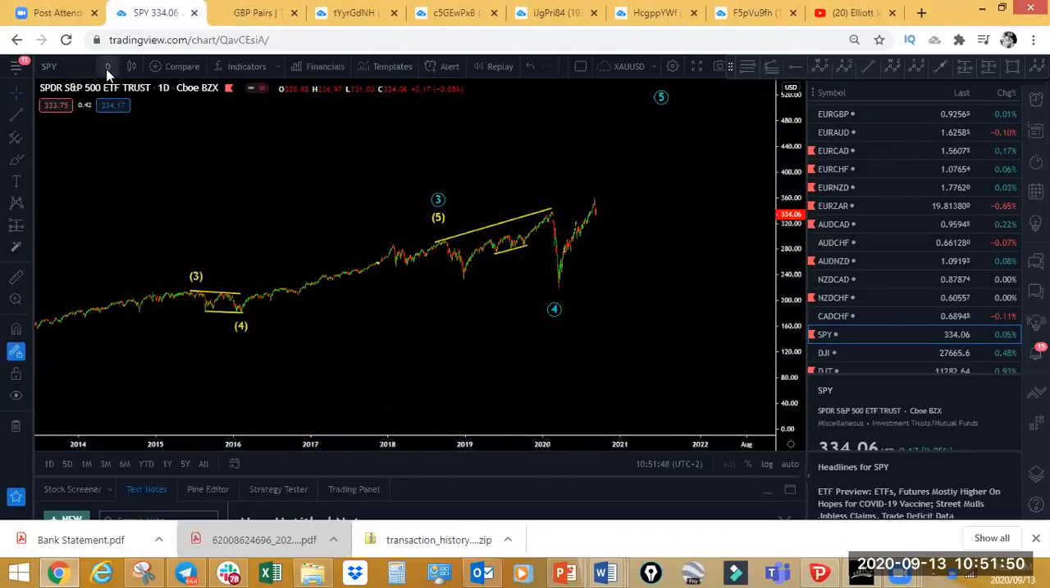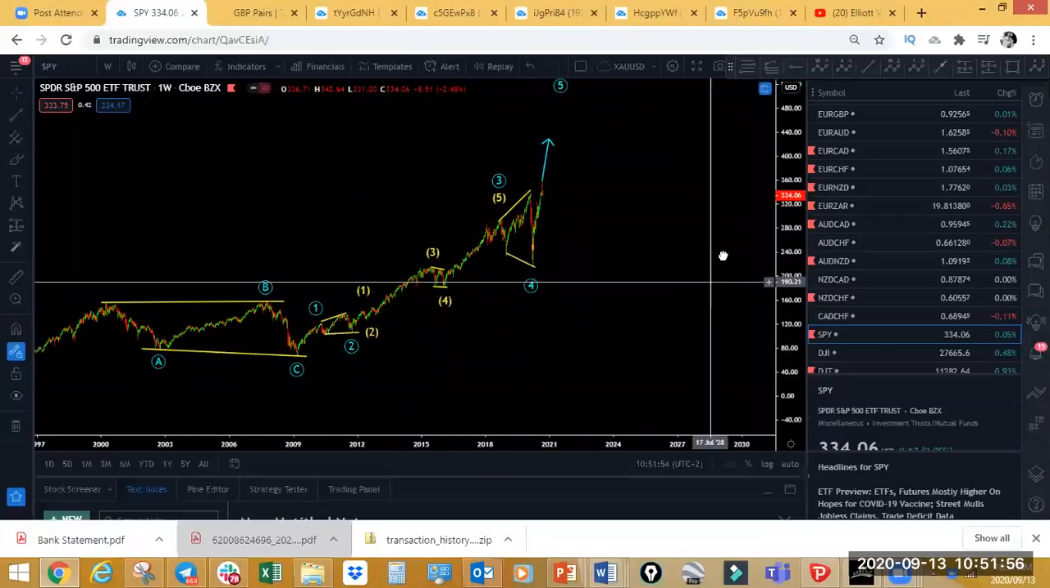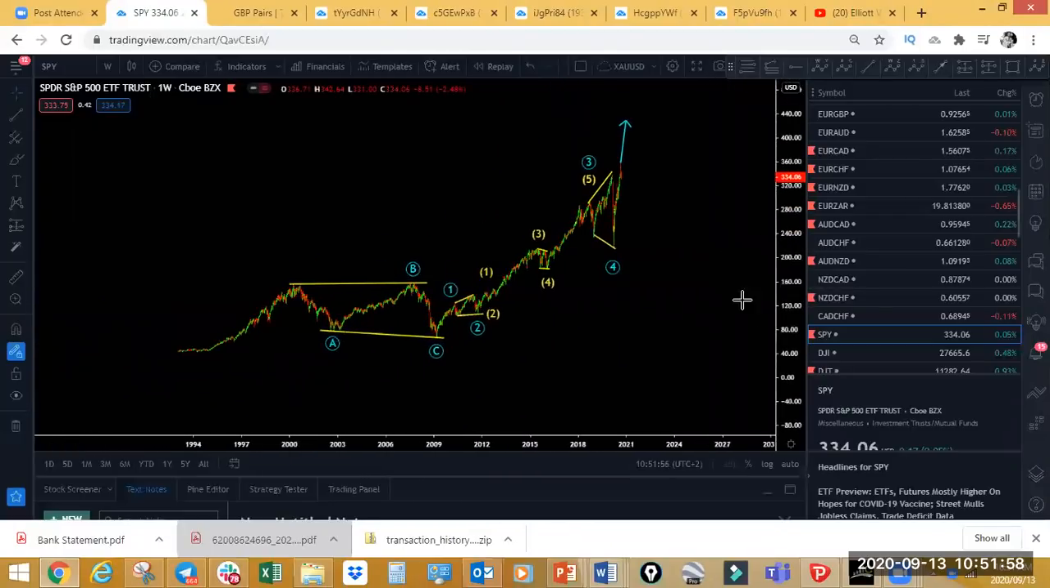Let's go to the weekly. Hopefully I still have all this on the weekly. So I think that's what we have here on the weekly. So that is the weekly chart on the S&P 500. We're seeing this pullback. Does not mean that it's a reversal.